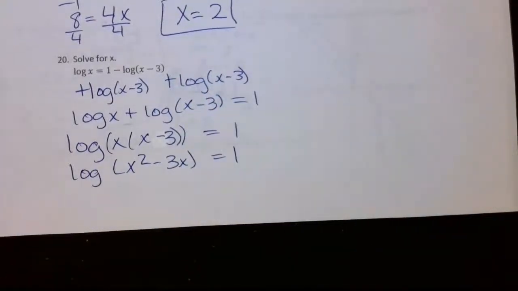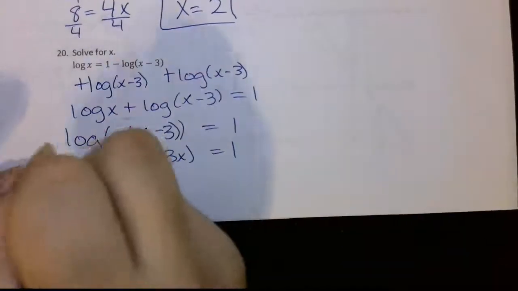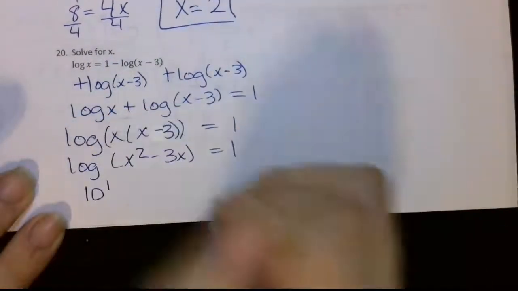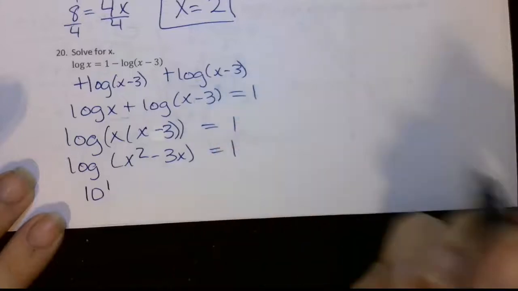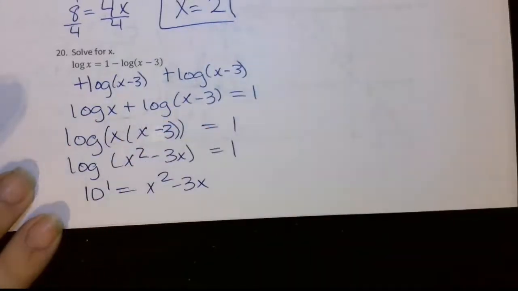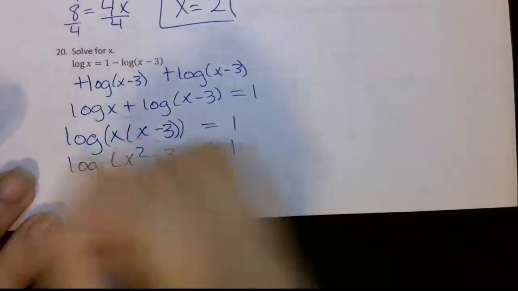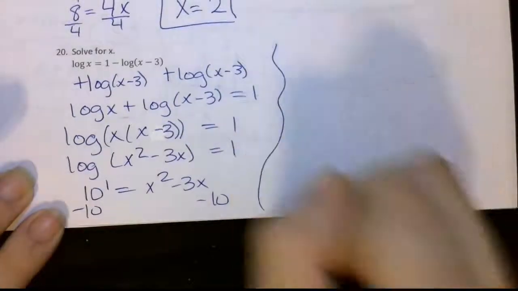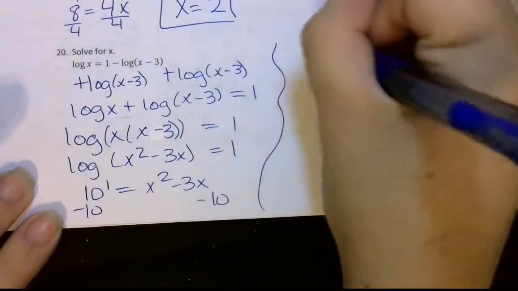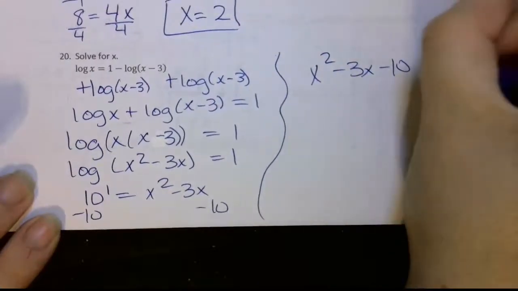When I have log written without a base, it's assumed to be 10. So I'm going to rewrite this as an exponential. I have 10 to the first power. The one came from the right side. Equals x squared minus 3x. 10 to the first power is the same thing as 10. So I'm going to subtract 10 on both sides. I have x squared minus 3x minus 10 equals 0.